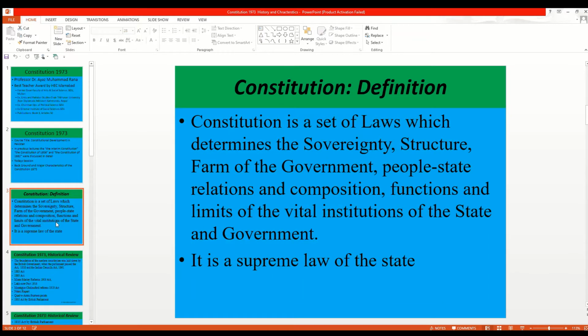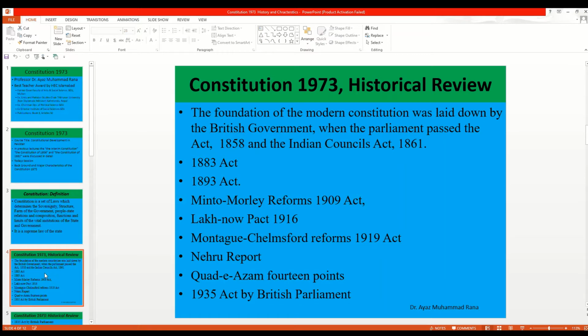Before discussing the historical background, I would like to recall the definition and meaning which were already discussed in detail in the class. So the Constitution is a set of laws which determines the sovereignty, structure, form of the government, people-state relations, composition, functions, and limits of the vital institutions of the state and government. It is also called the supreme law of the state.